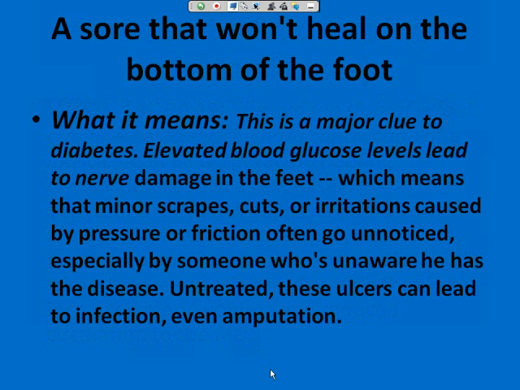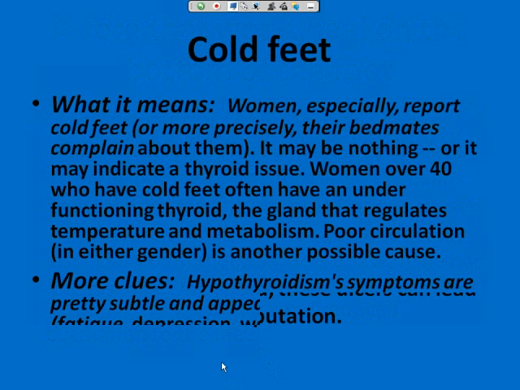A sore that won't heal on the bottom of the foot is a major clue for diabetes. Elevated blood glucose levels lead to nerve damage in the feet, which means that minor scrapes, cuts, and irritations caused by pressure or friction often go unnoticed, especially by someone who's unaware he has the disease. Untreated, these ulcers can lead to infections and even amputations.